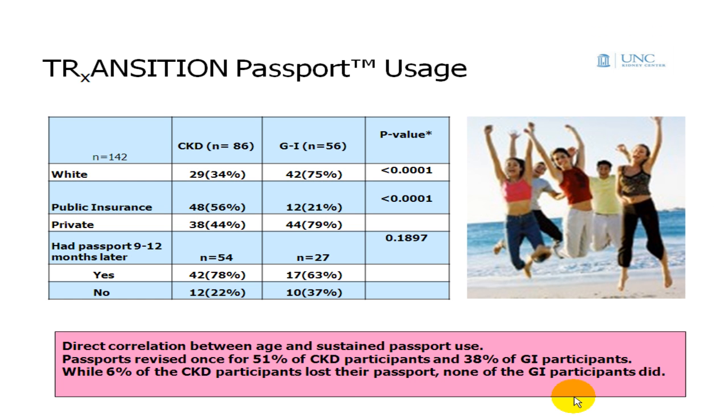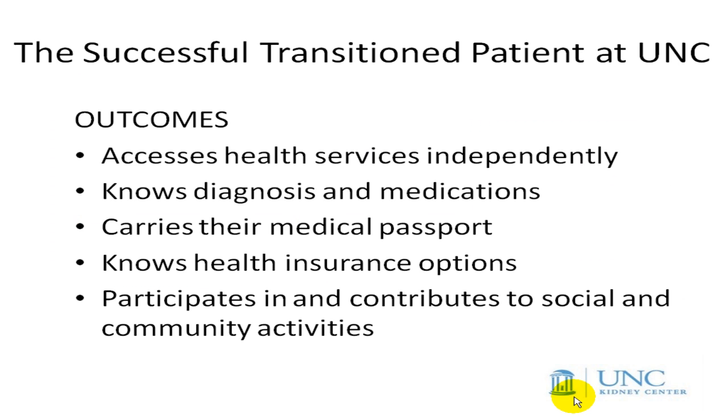Let me also tell you, comparing the IBD patients versus the chronic kidney disease patients, there's a great difference by race and insurance: patients with chronic kidney disease have more minorities and more public insurance. But both groups keep their passport at about 9 to 12 months. So they have it 70% of the time. In fact, with our patients with chronic kidney disease, we had to revisit their passport more often than the GI patients. Six percent of our patients with chronic kidney disease lost their passport, and none of the GI patients did. So we're very crazy and nuts about this tool. We think it's been very helpful in terms of not just transition, but disease self-management.